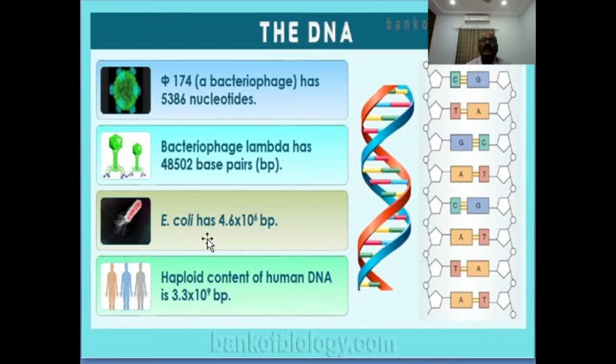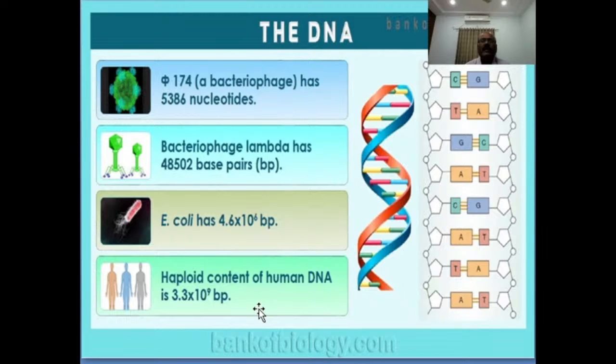Escherichia coli has 4.6 into 10 to the power of 6 base pairs. E. coli means Escherichia coli, generally found in the human intestine. So each E. coli possesses 4.6 into 10 to the power of 6 base pairs. That means the number of nucleotides is different in different organisms.